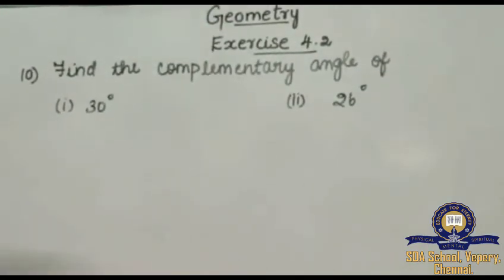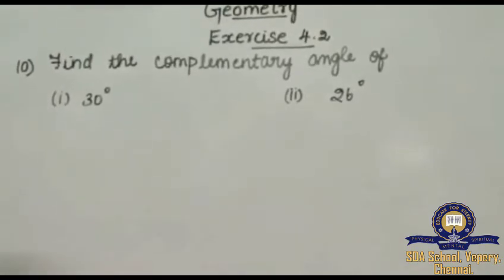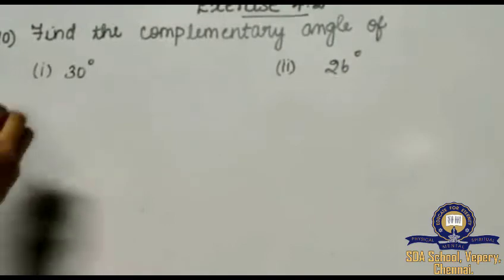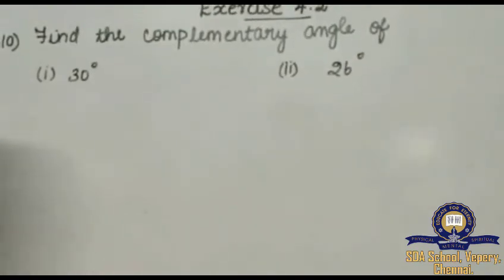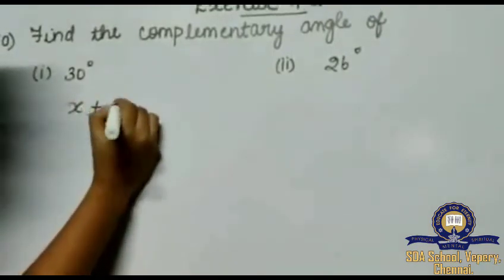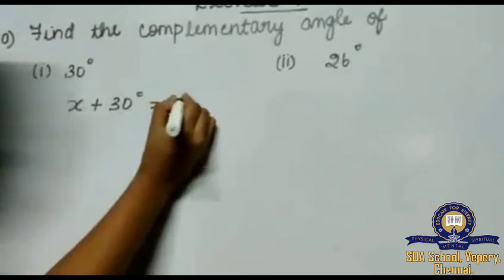We all know what a complementary angle is. Two angles are said to be complementary to each other when they add up to 90 degrees. Let's take up the first subdivision, that is 30 degrees. So x plus 30 degrees, the two angles when they add up must be equal to 90 degrees.